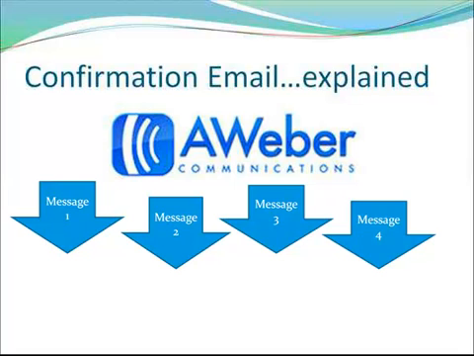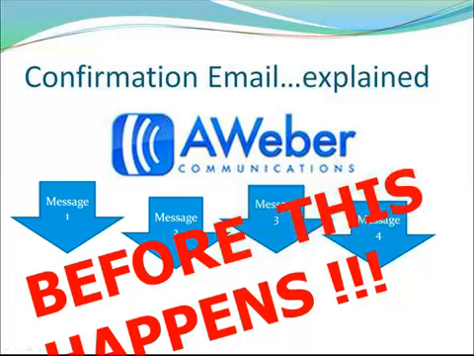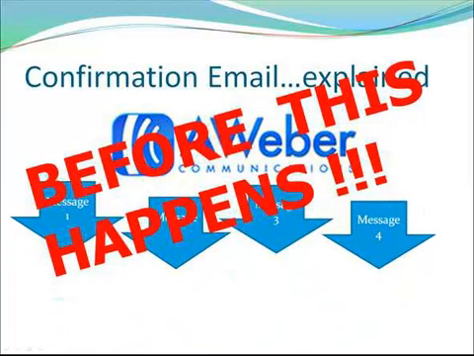Now, you would think, wouldn't you, that message number 1 obviously would be the first message that Aweber sends out to somebody that signs up to your list. That makes sense, doesn't it? That's kind of the obvious thing to say. Well, actually, you'd be wrong. That is not the case. Message number 1 is not the first message that Aweber sends out to somebody that signed up to your list, and this is where the confusion arises for a lot of people.